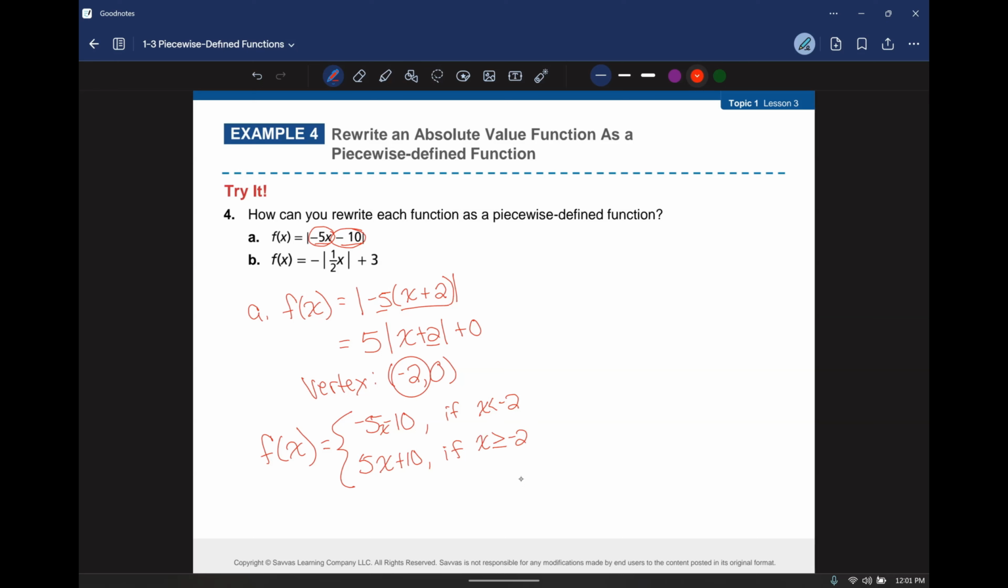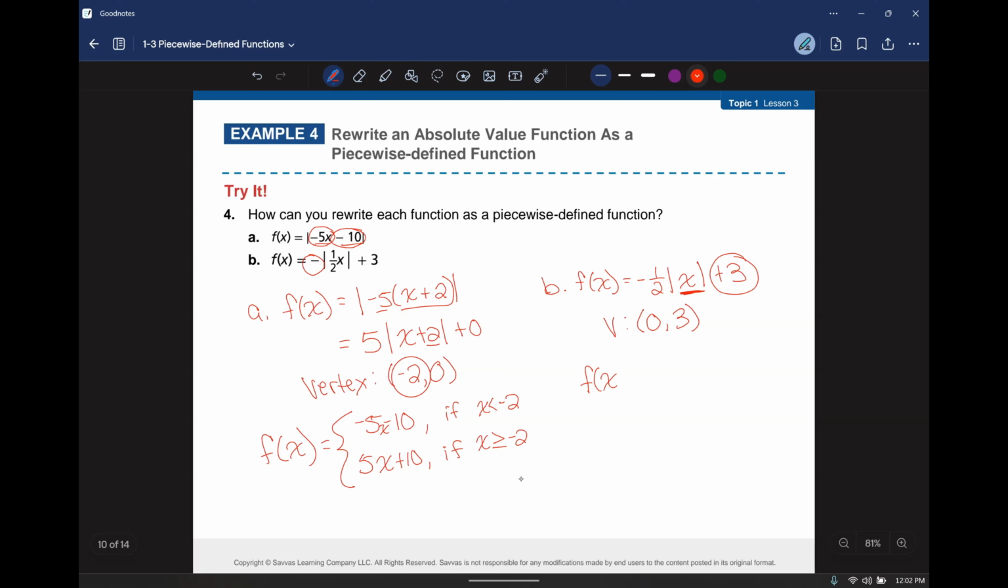All right, if I look at part B, I don't have anything to factor, but I can take the absolute value of the 1/2. So when I do take the absolute value of 1/2, that gives me 1/2. And we have a negative out front already, so that would be -1/2 absolute value of x plus 3. That means my vertex, I don't have a number being added or subtracted in here, so that would be (0, 3).